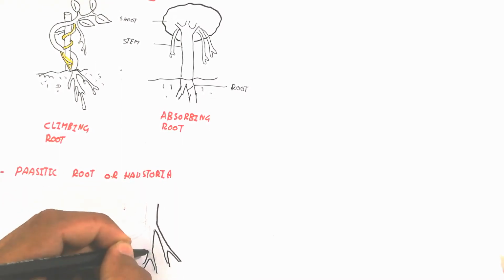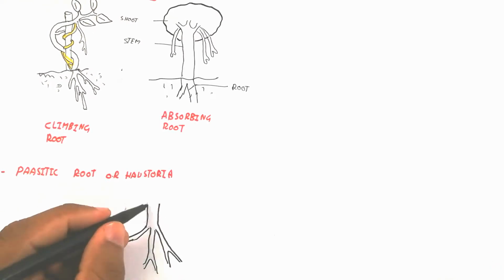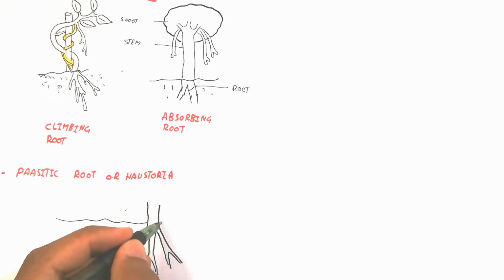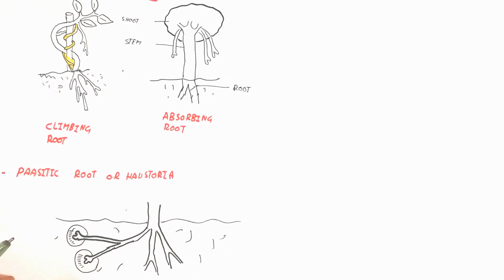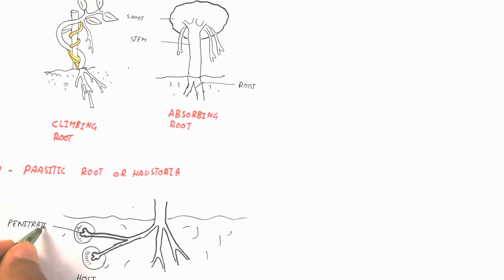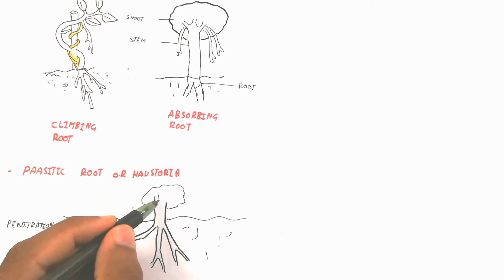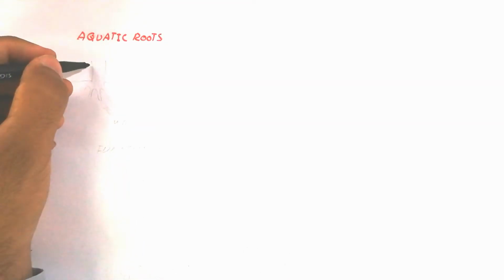Now we will talk about the parasitic root or haustoria. The parasitic root penetrates its host to consume nutrition, some water and other mechanisms for growing the plant. So here is the root that is used to penetrate into the host to consume the nutrition.